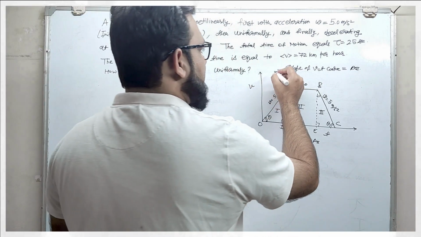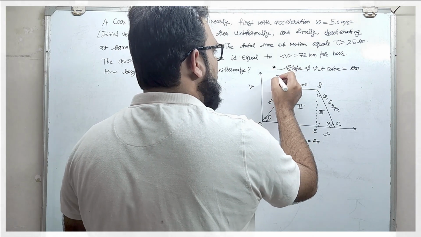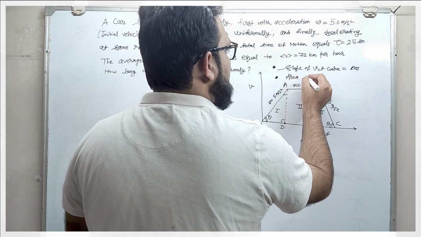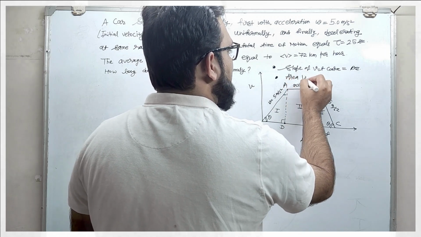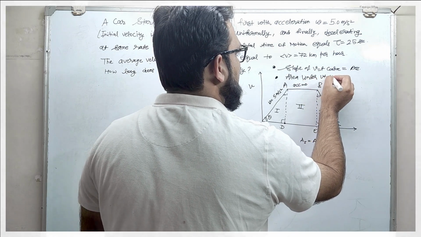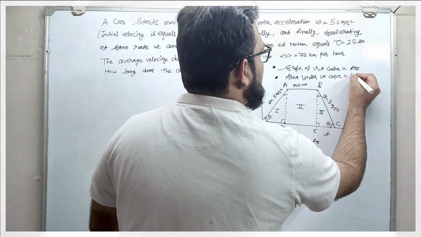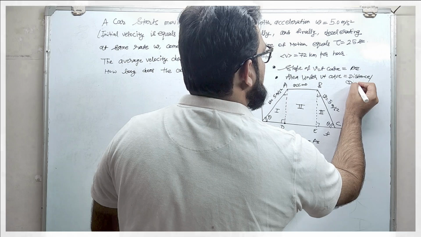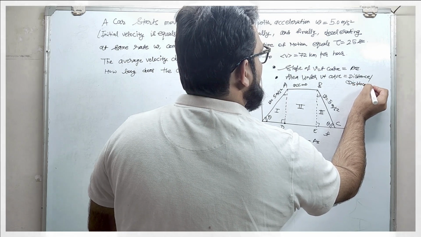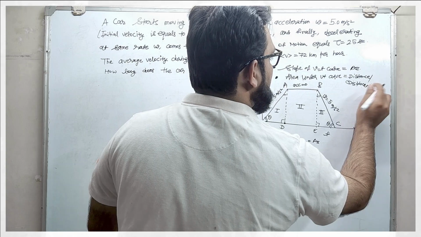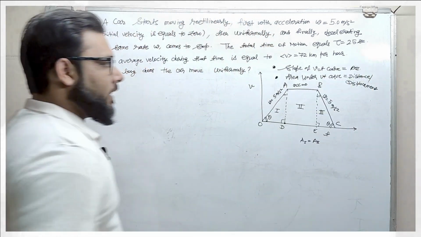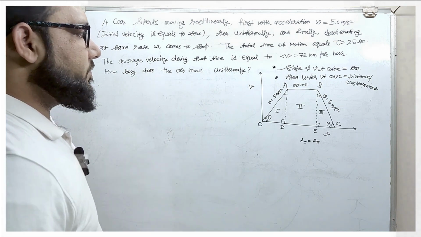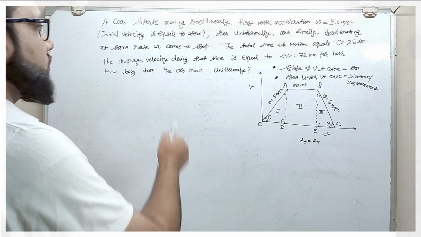We have used these two approaches. The first is that the slope of the VT curve is acceleration, and the area under the VT curve is distance, or we can say displacement. Now, to solve these problems, we use these two approaches. So look at this question.